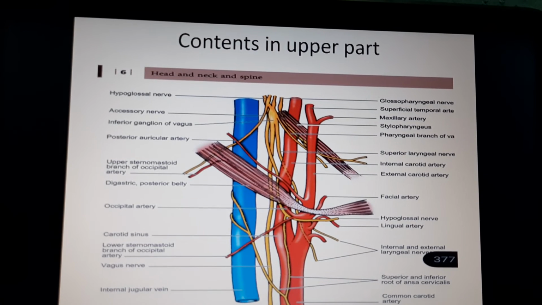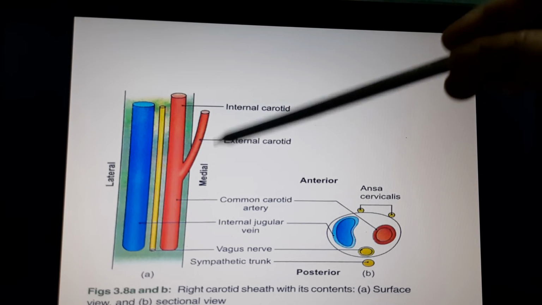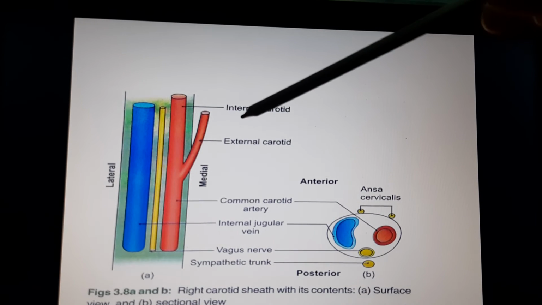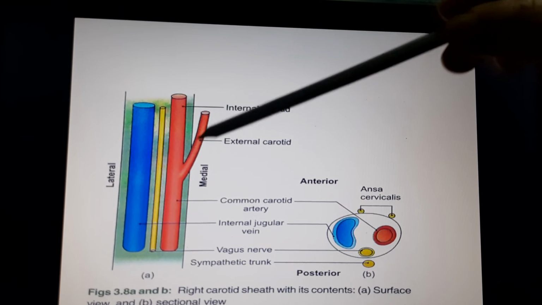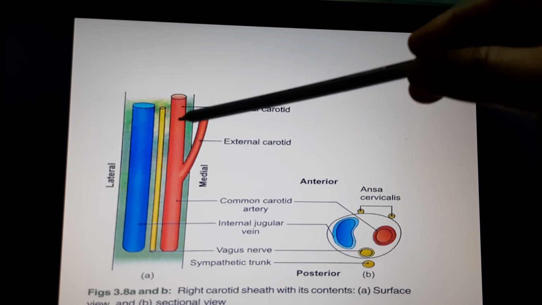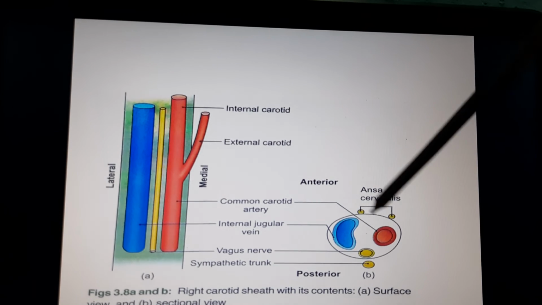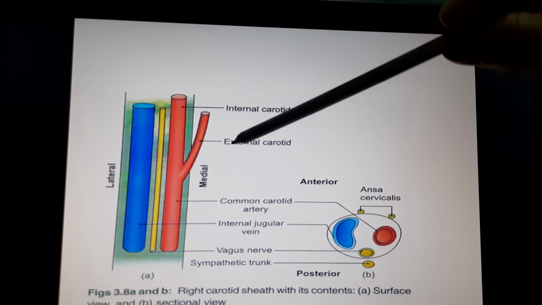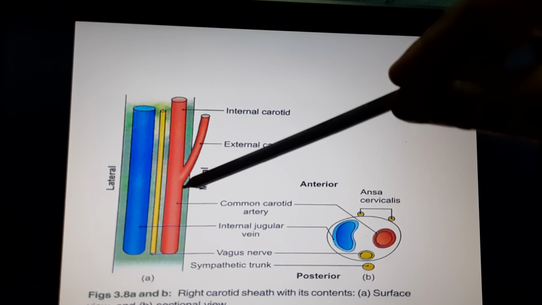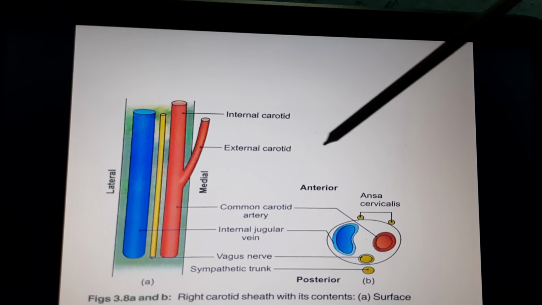So in the next picture we can see the carotid sheath, and it is contained in the middle part or lower part, not in the upper part. In the middle part you can see that it contains the internal carotid artery, common carotid artery, vagus nerve and internal jugular vein, and the external carotid artery, which is the branch of the common carotid artery. The common carotid divides at the level of the upper border of the thyroid cartilage.